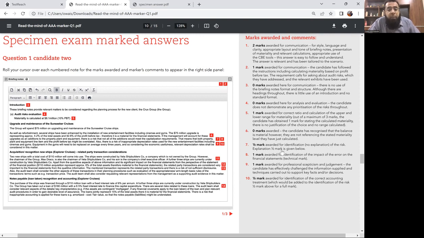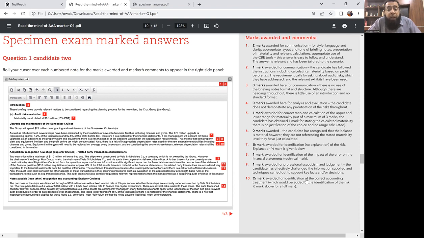Half a mark is given because he identified the risk of wrong capitalization. One mark is for identifying the impact of the error on the financial statements, as he stated that property, plant, and equipment and profits will be overstated. One mark is awarded for professional skepticism and judgment. The candidate has effectively challenged the information supplied and the techniques carried out to support the facts, as he questioned whether management may have wrongly capitalized the outflows.